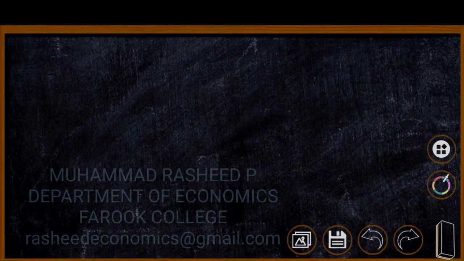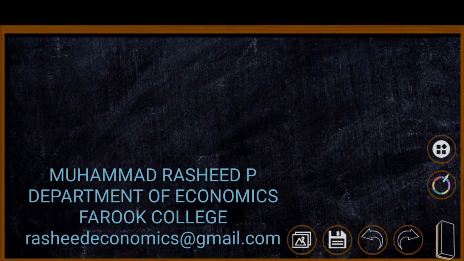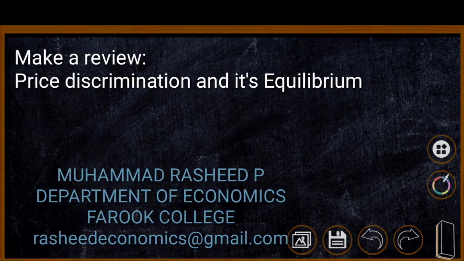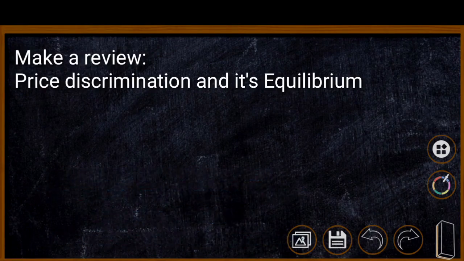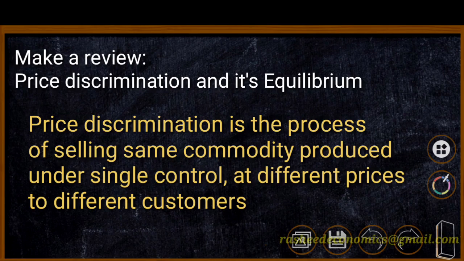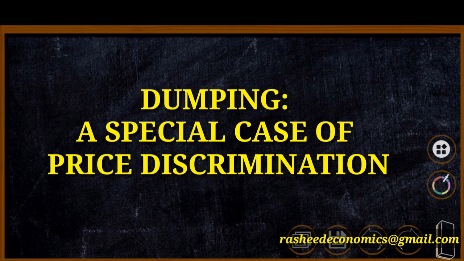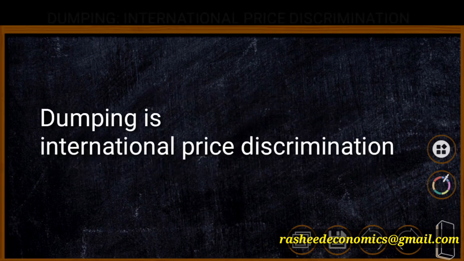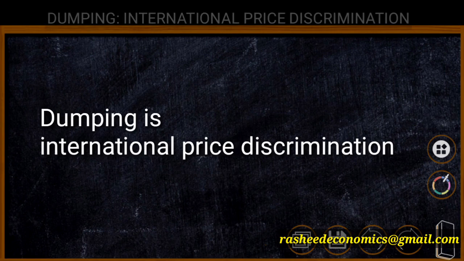Hello students. In our last video we explained the process of price discrimination. We know that price discrimination is the process of selling a commodity produced under single control at different prices to different customers. In this video we are going to learn about the process of dumping, a special case of price discrimination. Dumping is international price discrimination.